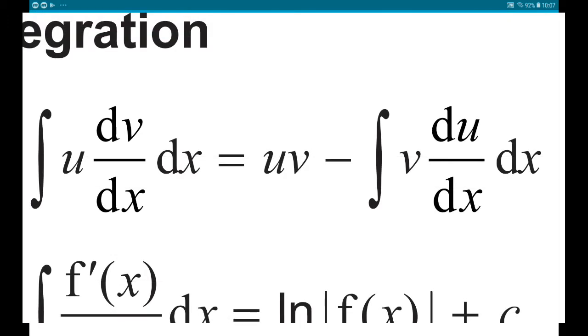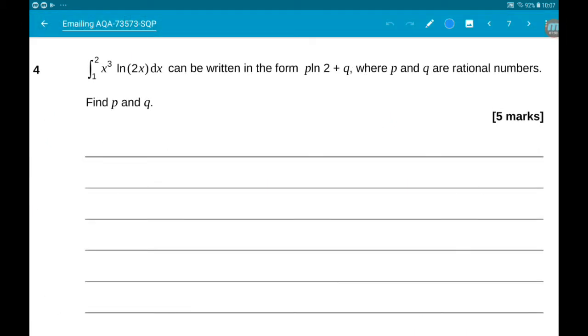Now we are given the formula in the formula booklet. Here it is. So that's nice. Now what we need to do is be careful as to what we choose to be u and what we choose to be dv by dx. So we can't integrate logarithms. We can, but not nicely. And if we took the log to be dv by dx, we would get stuck in an endless loop. So we want u to be log of 2x.